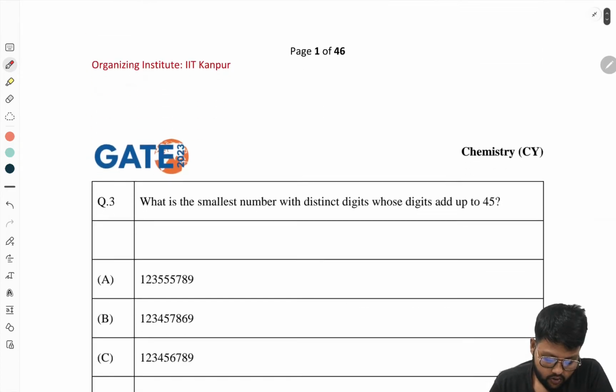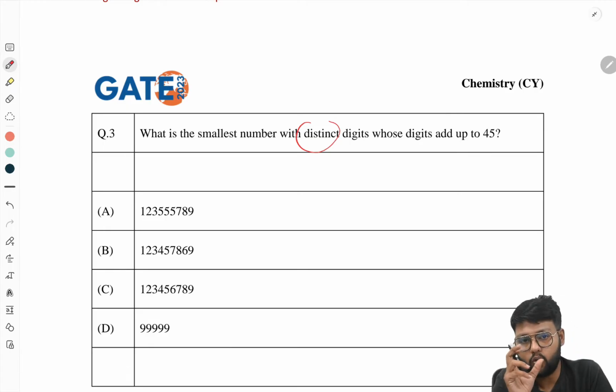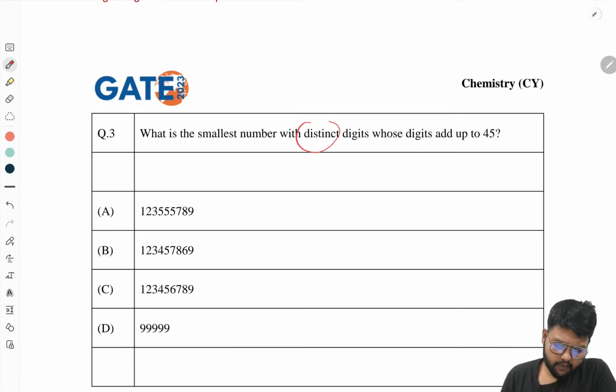The third question is: what is the smallest number with distinct digits whose digits add up to 45? Distinct means every digit of the number will be different, not the same. For example, 111 is a 3-digit number, but the digits are not distinct. 123 has all distinct digits. But we need the digits to add up to 45.